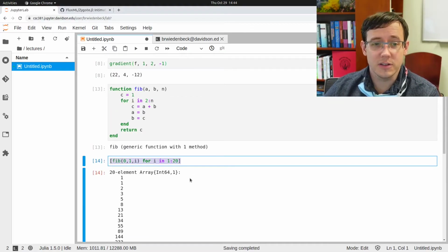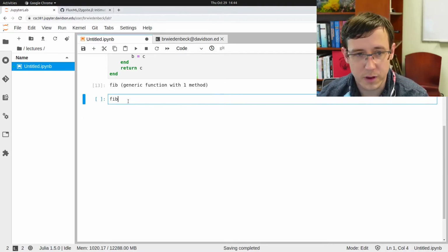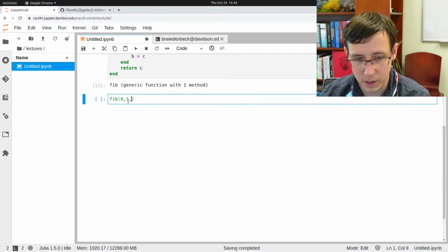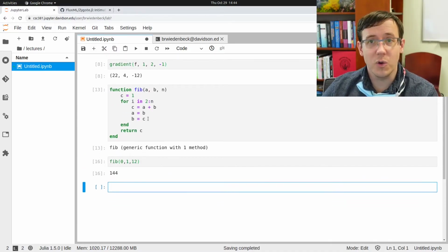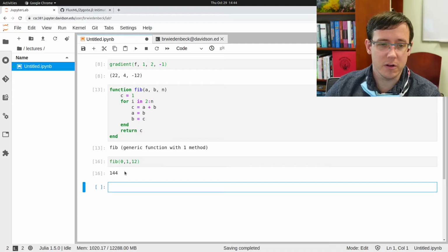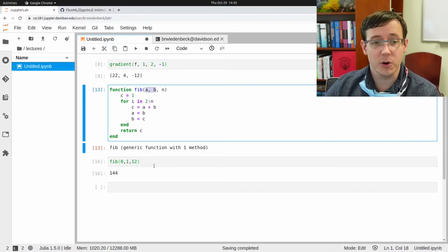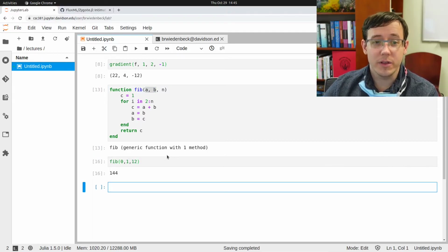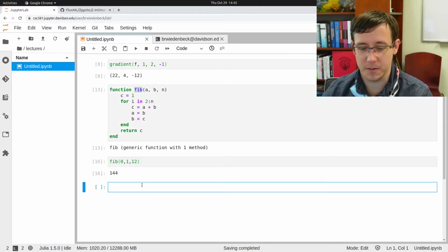So this function lets us compute the nth place in the Fibonacci sequence. So we can compute fib of 0, 1, 12, and that will give us that the 12th element of the Fibonacci sequence is 144. But this version of the function also lets us specify other starting points besides 0 and 1. And now, with the gradient function from Zygote, we can compute the gradient of this Fibonacci function.